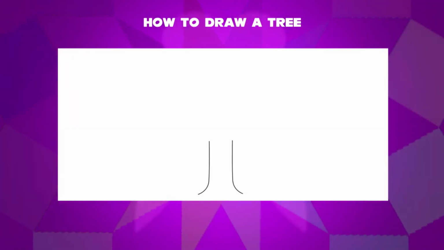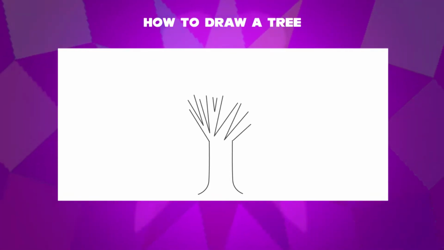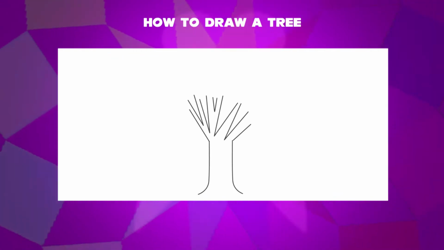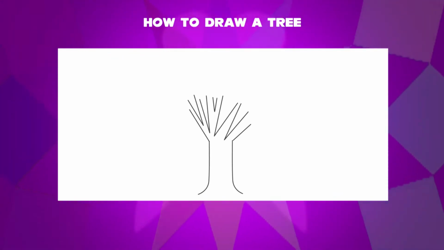First step, this is a tree trunk, which is naturally made of wood called logs. Second step, the tree trunk can divide into numerous branches. Large branches are known as boughs, and small branches are known as twigs.